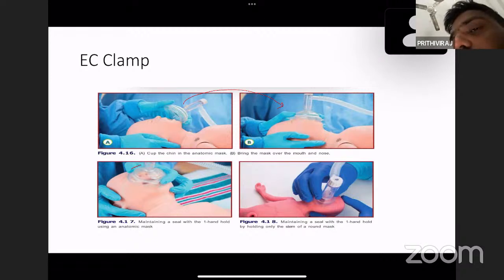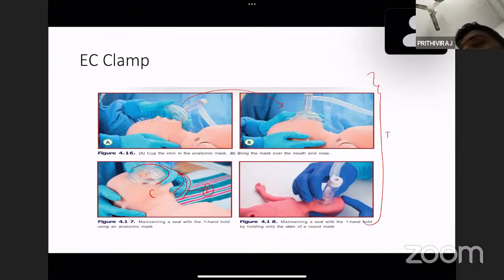This is a C, and the three finger will be having an E. This is E, and this is C. And for this is the neonate. This is another device, a T-piece (TPC) system, which we will discuss in another class.